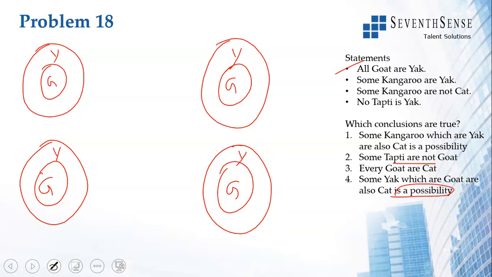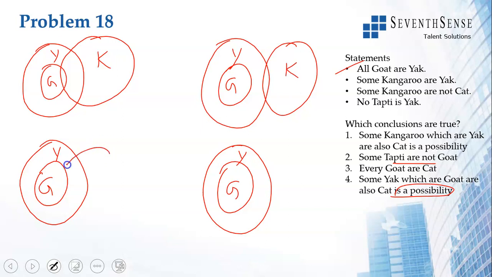Some kangaroo are yak. So I will draw some kangaroo are yak, and some kangaroo are yak, and then I will draw some kangaroo are yak. So there is an overlap here. Some kangaroo are yak is done.